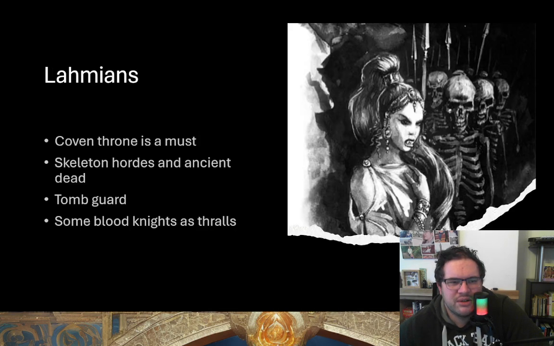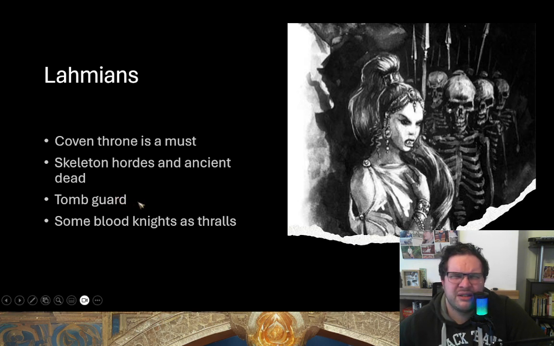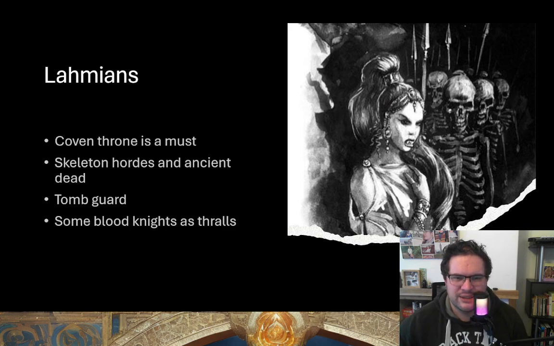You got the Lahmians, who I think a Coven Throne is a must because it fits into the lore a lot, and actually it's not terrible. Lots of ancient dead, lots of skeletons, servants lying around. Tomb Guard probably feature in the list, although personally I'm not a massive fan of the Tomb Guard rules. I mean, yeah, they're good. They are good. I've just never really liked them. Elite skeletons. And then you have some Blood Knights as thralls, so lower vampires might be rocking around in a bit of armour, pouncing around the battlefield. But that's kind of the Lahmians, thralls and skeletons, ancient dead, because the Lahmians are like the original vampire cult.